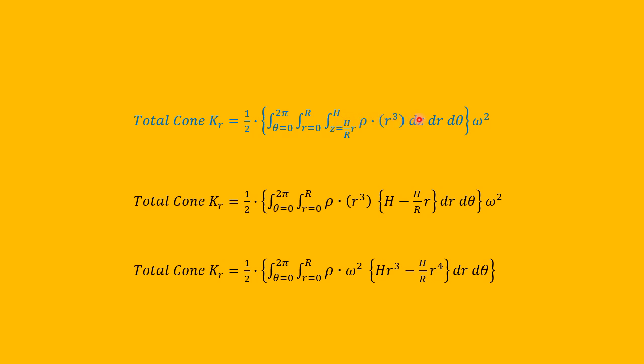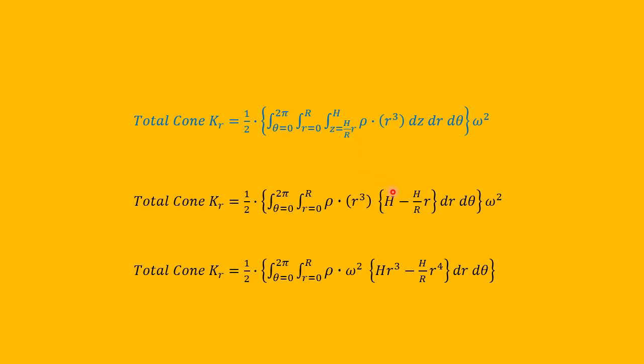So what do we have? As far as this inside integral goes, there is no z in this integrand, is there? So this is just a constant. So an antiderivative of rho times r cubed with respect to z is just rho r cubed z. And then, by the fundamental theorem of calculus, we would substitute z equals h and z equals h over capital R times r into that and subtract.